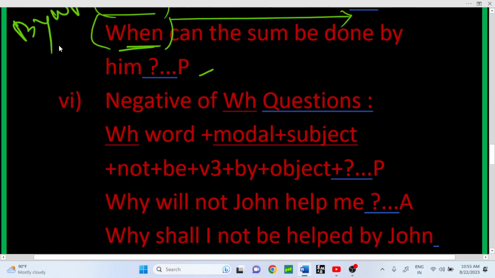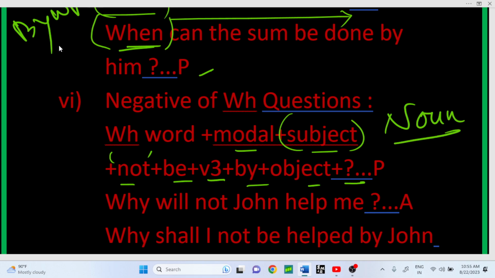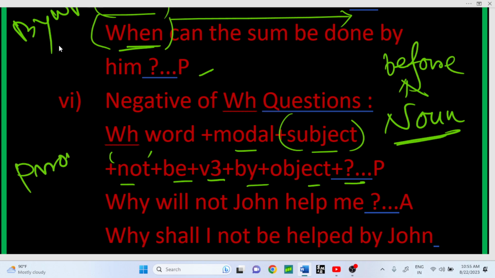Negative of WH question: WH word, modal auxiliary verb, subject, not, be, third form of the verb, by, object and question mark. And remember the uses of "not" in this case. If the subject is a noun, then "not" must be placed before the noun. And if it's a pronoun, then "not" must be used after the subject.